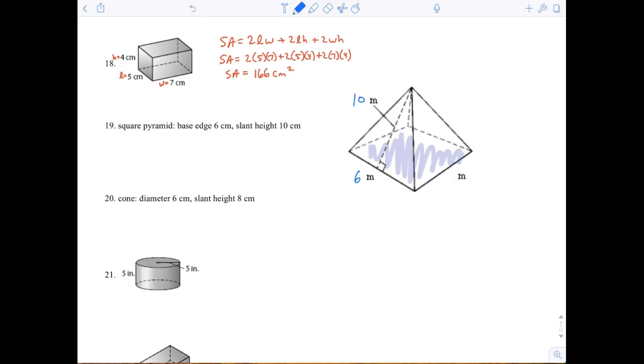Does everybody see what I'm getting at now? I think when you can see it, it's easier. So what would be the area of this base? 36. Plus, how many triangles are there? 4. So it'd be 4 times 1/2. What's the base? 6. And what's the height? Come on, guys. That's easy now. So what's my answer? Surface area is equal to how much?